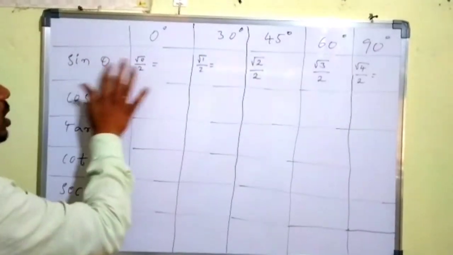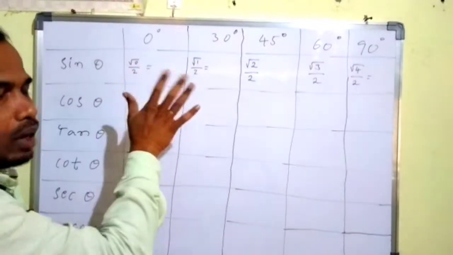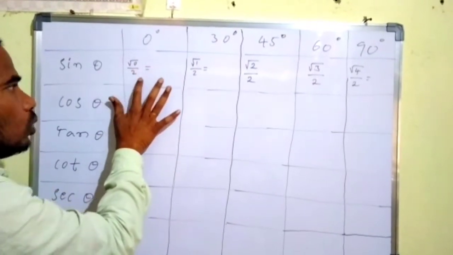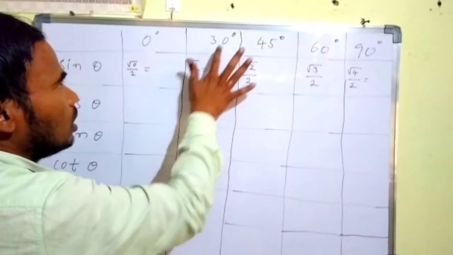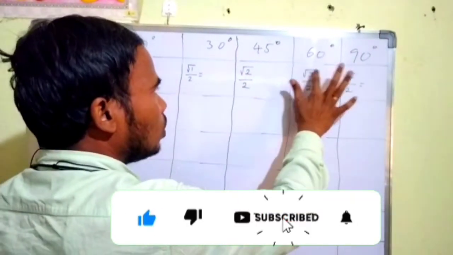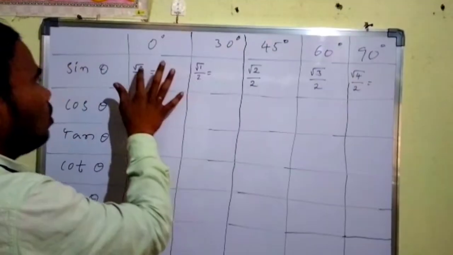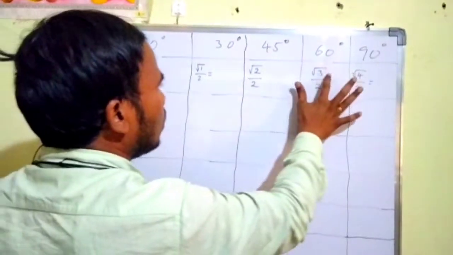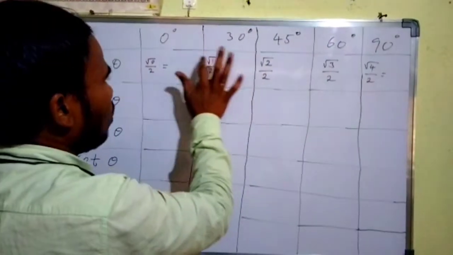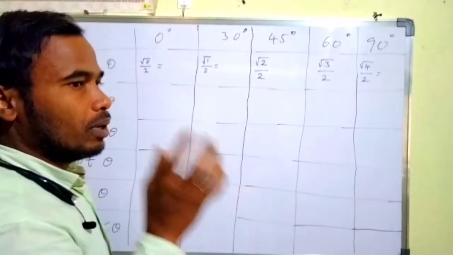First, in the first row, sin theta: root 0 by 2 is the main concept. You can remember it as root 0 by 2, root 1 by 2 for 30 degrees and 45 degrees, root 2 by 2, then 60 degrees root 3 by 2 and 90 degrees root 4 by 2. So it is 0, 1, 2, 3, 4 under the root in the numerator, and the denominator is 2 for all. It is a basic concept you should remember.